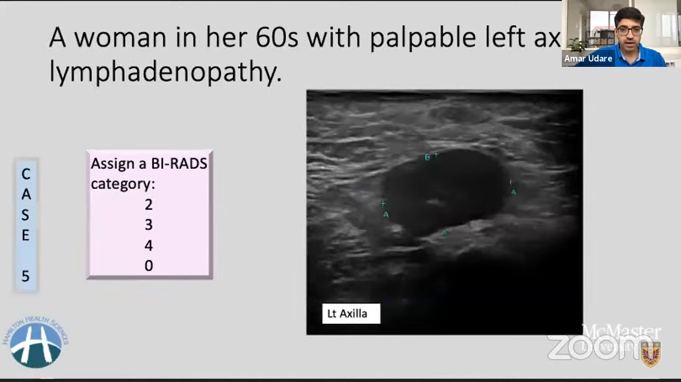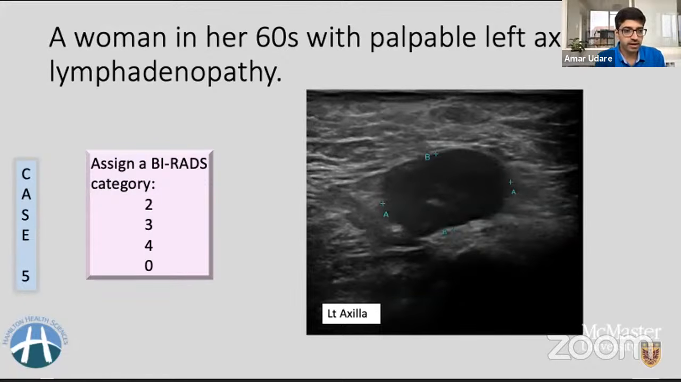Okay, so now we are at our last but very important case. This has a very important teaching point. A woman in her late 60s presented with a palpable left axillary lump. So now, obviously, you look at the axilla, you do your ultrasound, and then look at this imaging test and assign what BI RADS category you want to give. Is it 2, 3, 4, or 0?